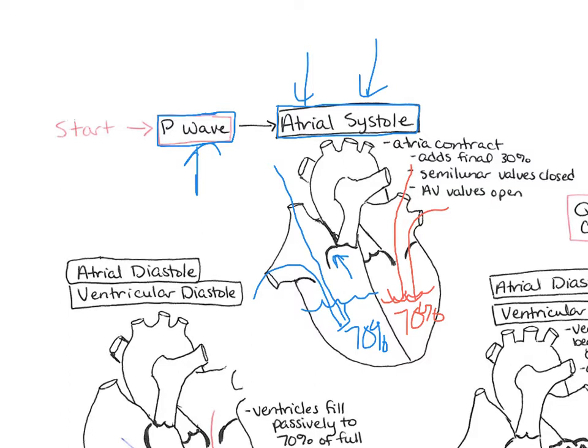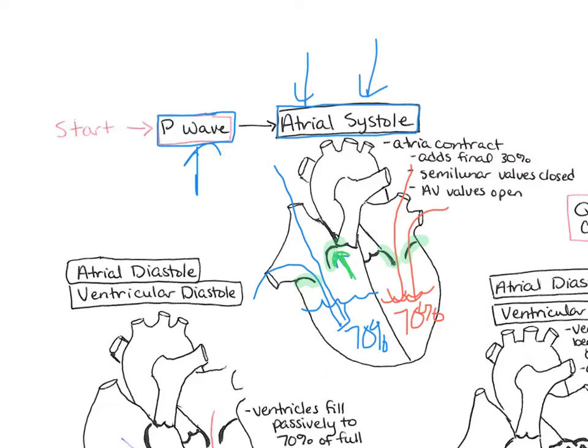So when the atria contract, I should tell you that as the ventricles are filling up, those valves, the AV valves, they're going to be open. They have to be open, right? So the AV valves are right here. This is the tricuspid valve, and right here, this is the bicuspid or mitral valve. So they have to be open in order for those ventricles to fill with blood.